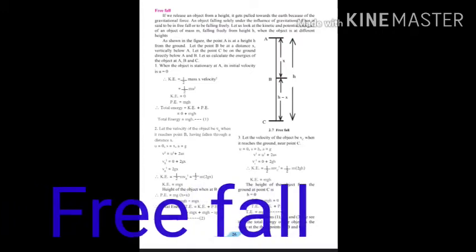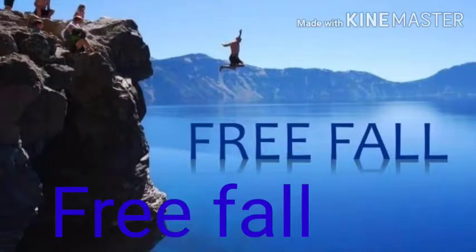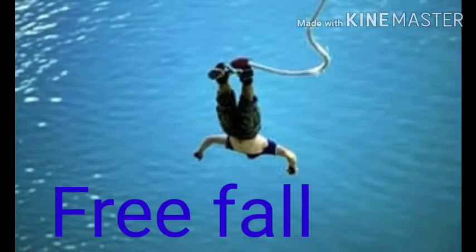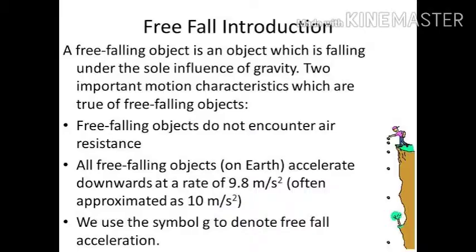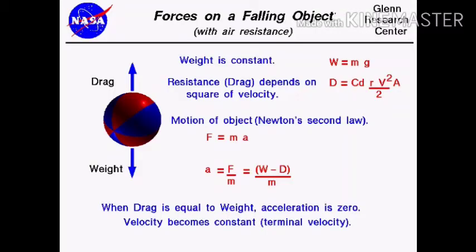Next point is free fall. What is free fall? If we release an object from a height, it gets pulled towards the earth because of the gravitational force. An object falling solely under the influence of gravitational force is said to be in free fall or to be falling freely. Let us look at the kinetic energy and potential energy of an object of mass m falling freely from height h when the object is at different heights.